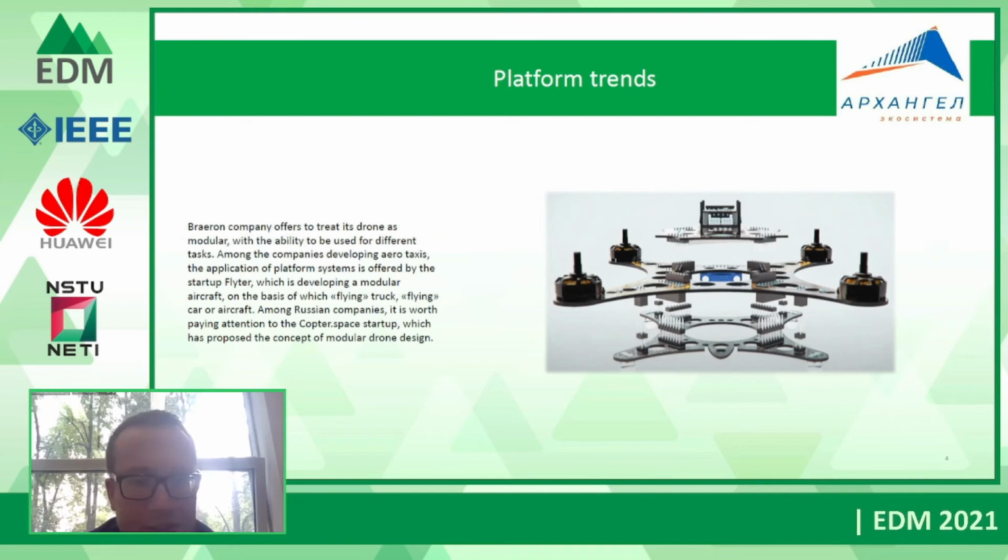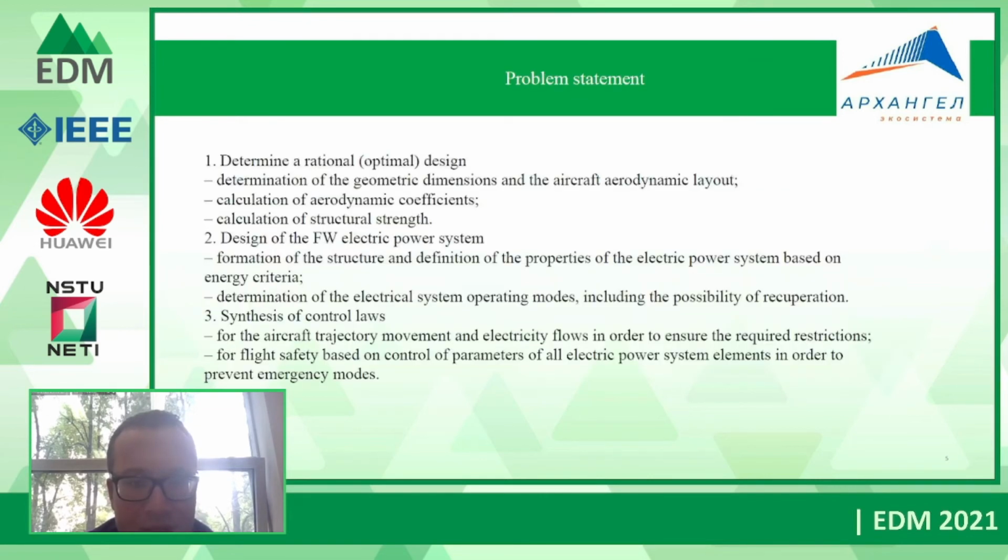So the second slide. And how we state the problem. There are three problems. The first is rational design. It's geometrical dimension, of course, aerodynamic layout. After this, the calculation of aerodynamic coefficients, so it's X, the Y, the drag and lift, and of course, this calculated, modelize the structural strengths.